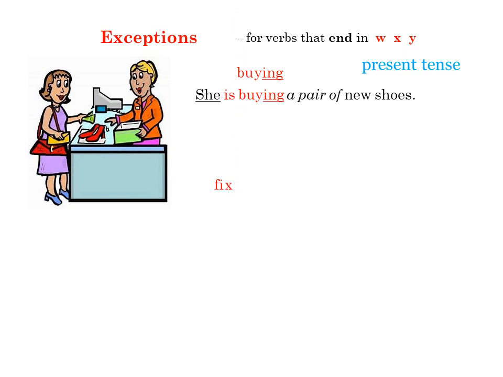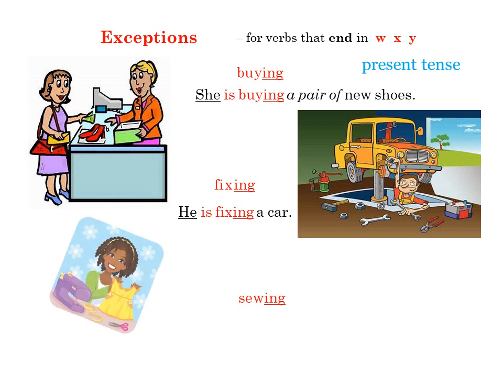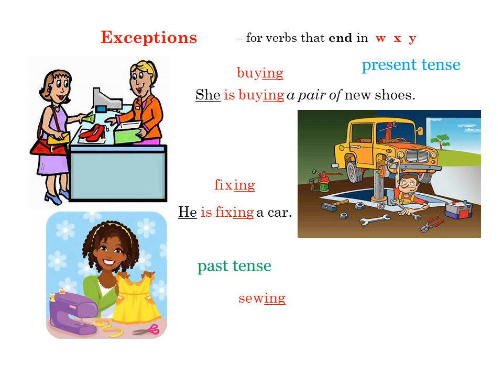For a verb that ends in X, like fix, you just add ing. Fixing. He is fixing a car. For a verb that ends in W, like sew, you just add ing. Sewing. Past tense. She was sewing a little dress.